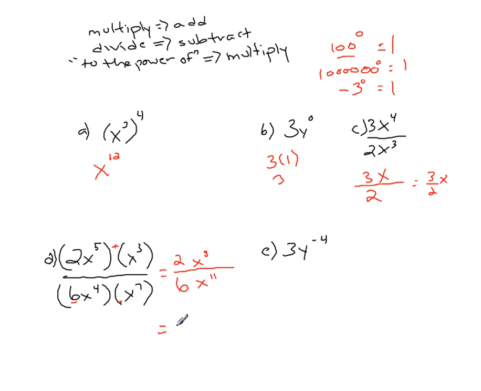Next step here, this is where we divide. So we've got 2 divided by 6, which is the same as 1 over 3. x to the power of 8 divided by x to the power of 11 leaves us x to the negative 3.